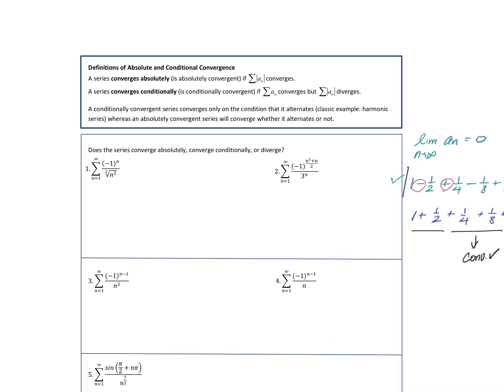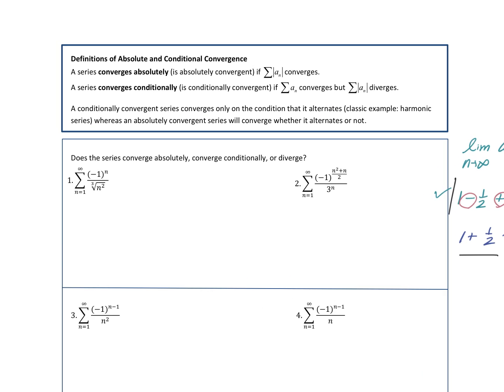So let's run through the examples here. Again, we're going to take the absolute value. So we're going to get a new series. So n equals 1 to infinity, 1 over n to the 2/3 power. This is a p series. P is equal to 2/3. So this diverges. So if this diverges, we need to go back to the original. I'm going to rewrite this. And I'm going to test to see if the original converges.